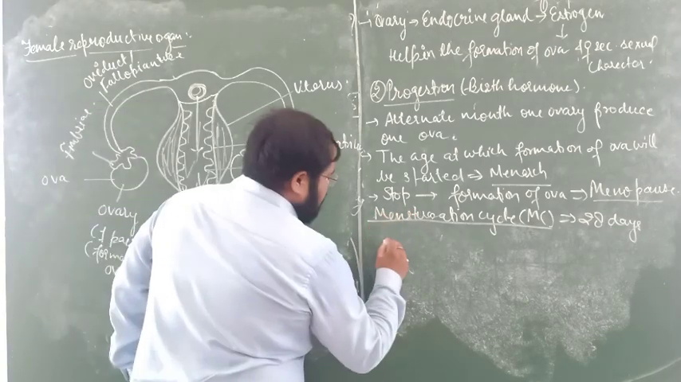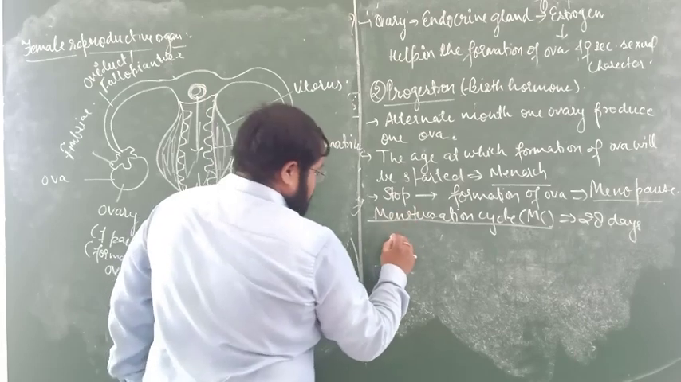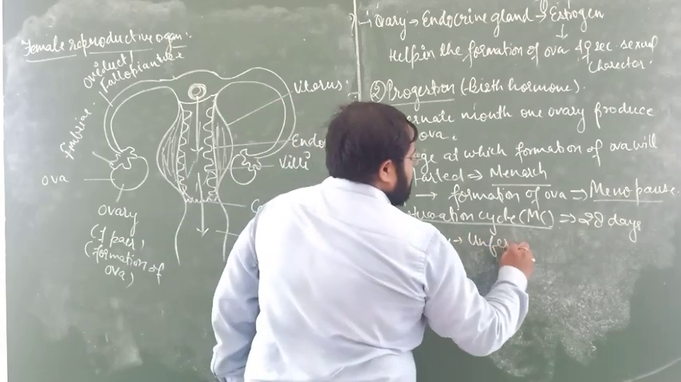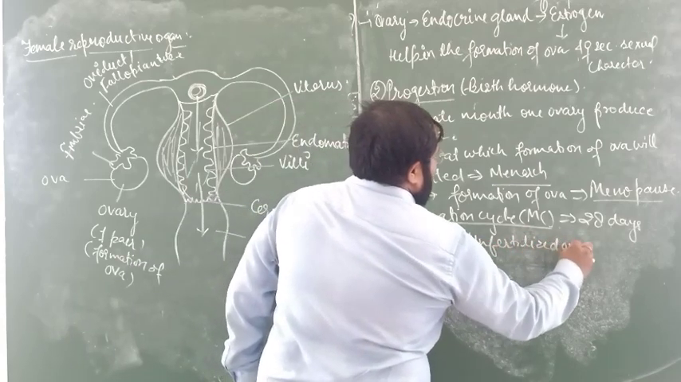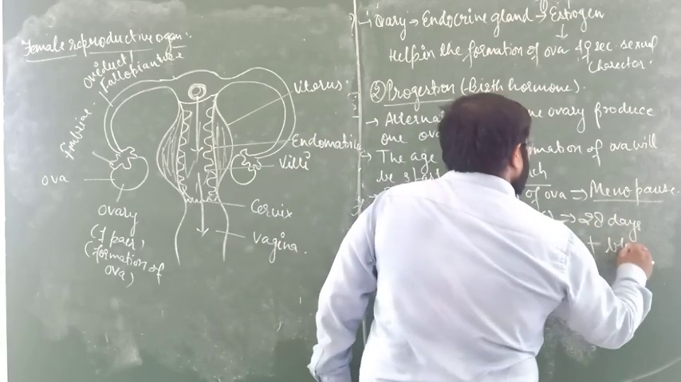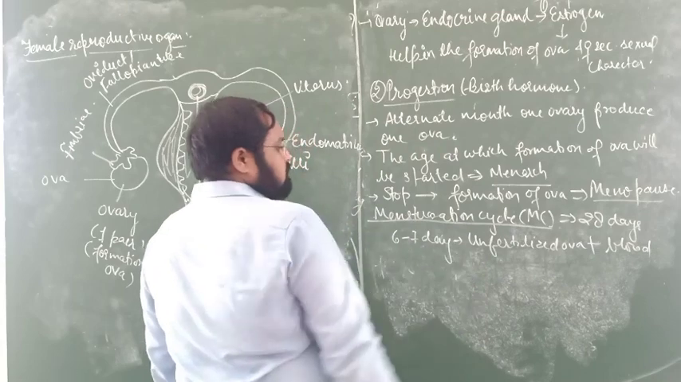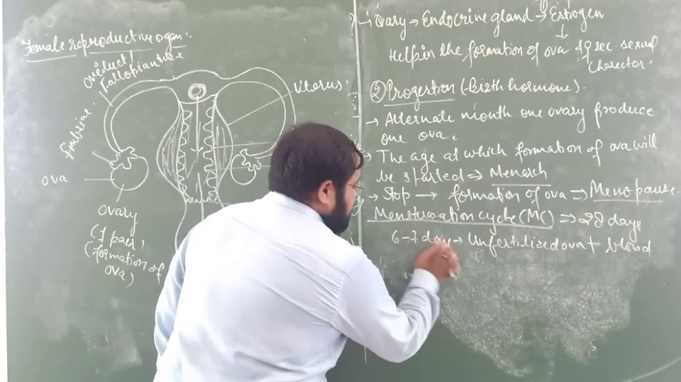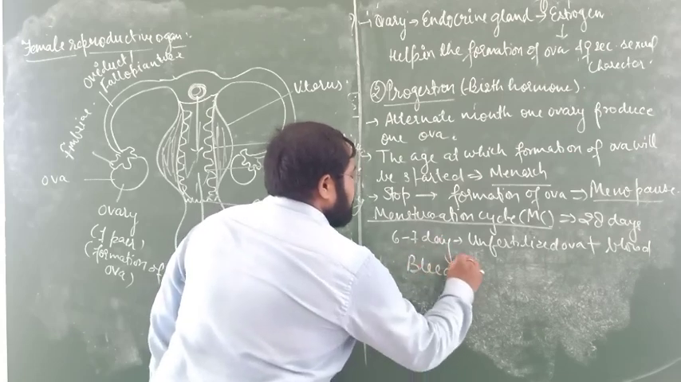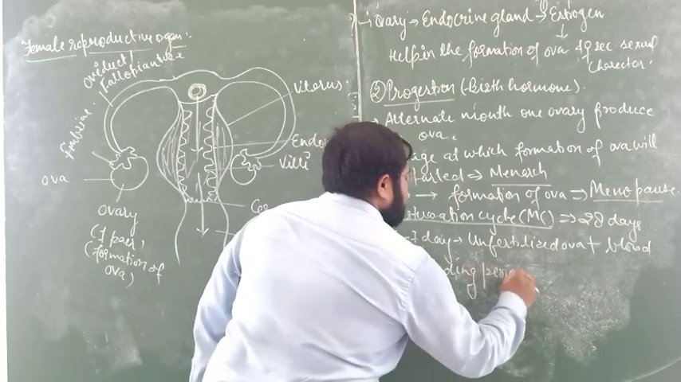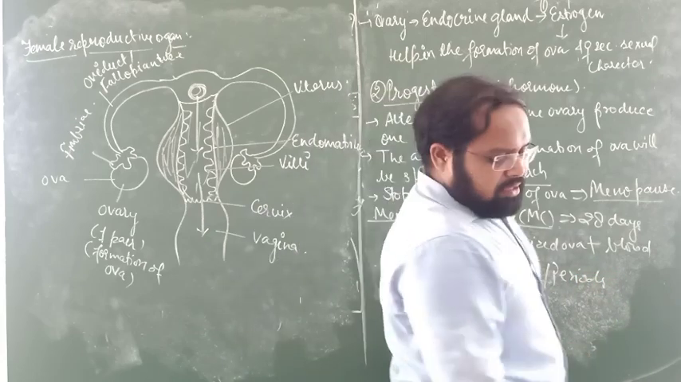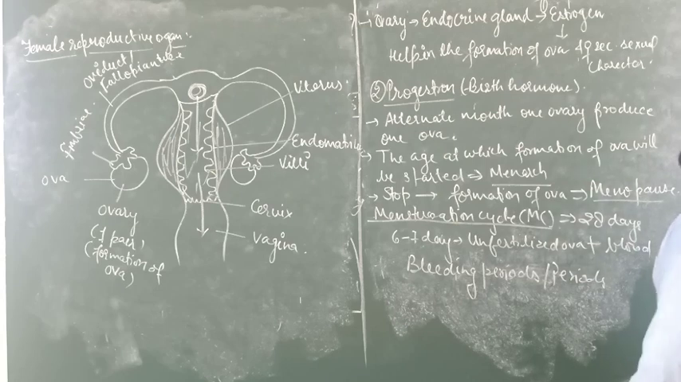And in the last of the 28 days, that is the last one week, that is 6 to 7 days, the unfertilized ova plus blood will be released from the body of the female. This is commonly called bleeding periods, or commonly called periods. So many things we have to know about this.